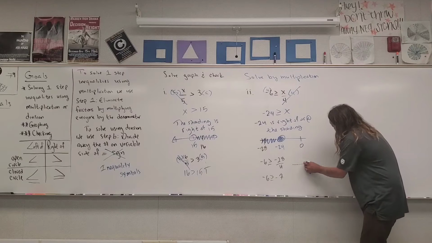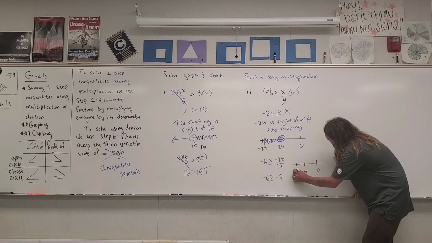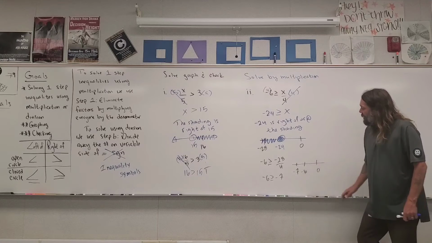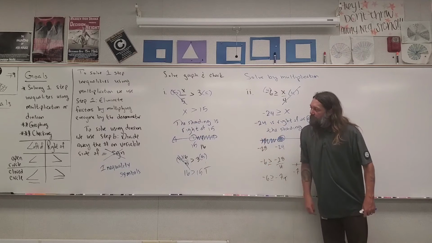Right? So let's look at a number line here. I got my 0, I got my negative 6, and I got my negative 7. Negative 6 is right of negative 7, so this is true, and I have shaded in the correct direction.